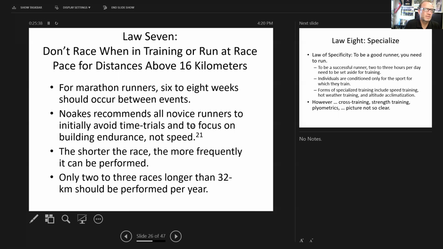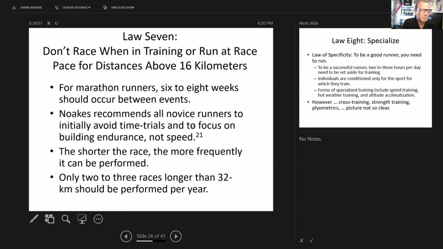So for marathon runners, 6 to 8 weeks should occur between events. Noakes recommends all novice runners to initially avoid time trials and to focus on building endurance, not speed. Hopefully you've heard me say this already. The shorter the race, the more frequently it can be performed, 5Ks, but still you need to pick those 5Ks that are really the key ones that you're shooting for.